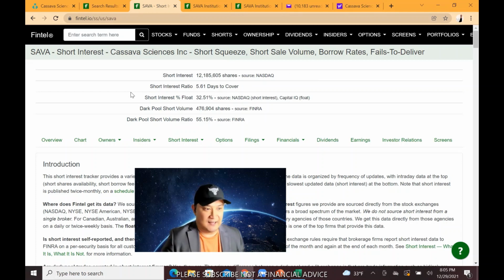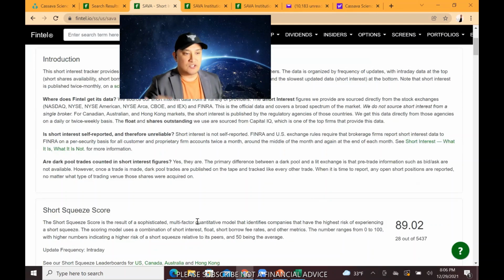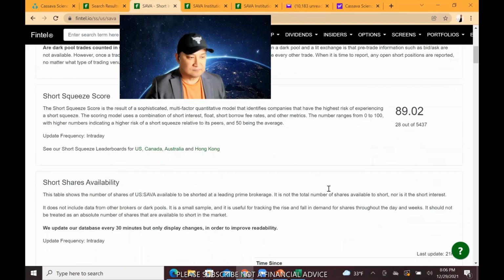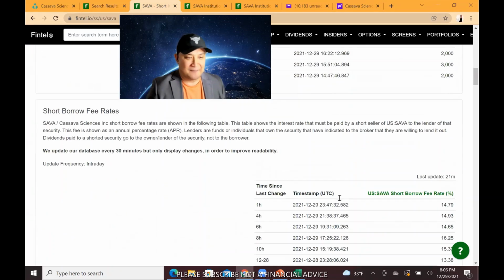This went up drastically. That is another indicator of a squeeze, of a parabolic squeeze. Short interest float is 32.51%, all right? And then the dark pool volume is 476,904. The dark pool ratio is 55.15%, okay? Let's see. Where are we at? Even on the short squeeze score, we are getting better and better. 89.02 is the score, and we are now number 28, okay? The lower this one gets, the better for us, okay? The shares available to short the stock is 2,000 shares, right? There's only 2,000 shares right now available to short this stock, okay?